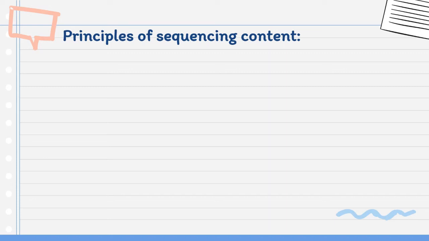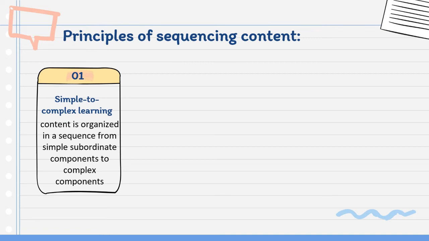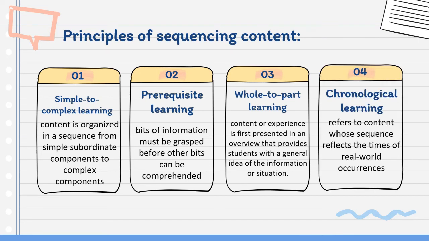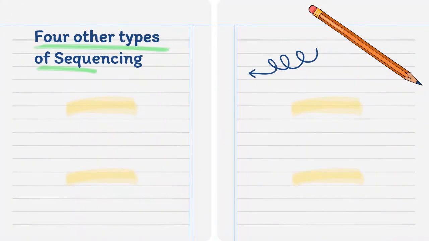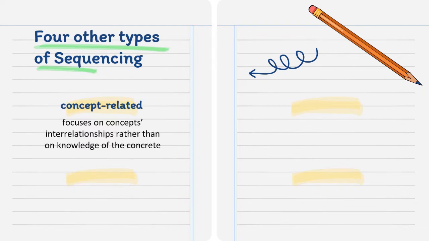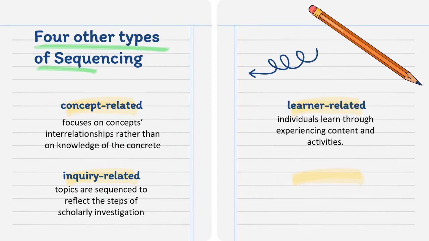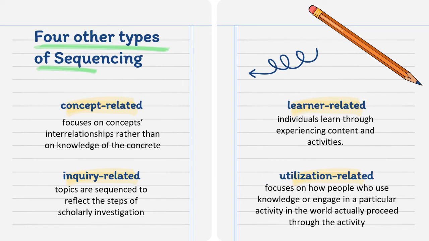Curricularists faced with sequencing content have drawn on some fairly well-accepted learning principles. These are simple to complex learning, prerequisite learning, whole to part learning, and chronological learning. And here are the four other types of sequencing: concept-related, which focuses on concepts' interrelationships; inquiry-related, in which topics are sequenced to reflect the steps of scholarly investigation; learner-related, in which individuals learn through experience; utilization-related, which focuses on how people use knowledge or engage in a particular activity.